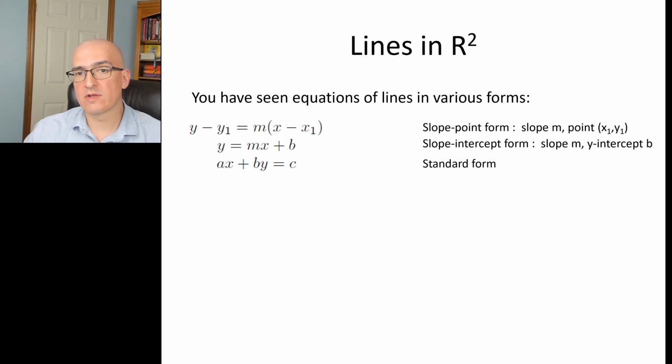Up until this point, you've probably seen 2 or 3 different equations of lines. The most common form of a line is y equals mx plus b, where m is the slope of the line and b is the y-intercept of the line. You plug the x value in, get the y value out. A related form of that type of equation of a line is y minus y1 is equal to m times x minus x1.